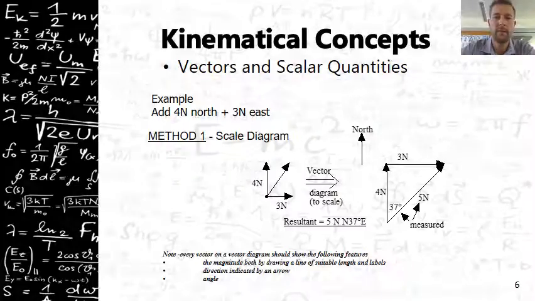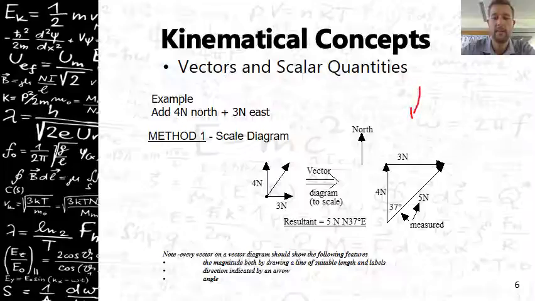We can also perform operations with vectors. It's very similar to addition and subtraction when we're working with numbers. However, as direction is also important, we have to take this into account. So we've got an example. If we wanted to add 4 newtons north and 3 newtons east, we have to remember to put them in the vector format. One way we can do this is using a scale diagram.